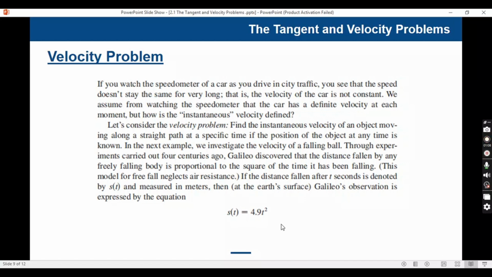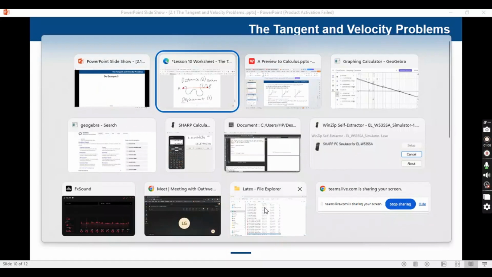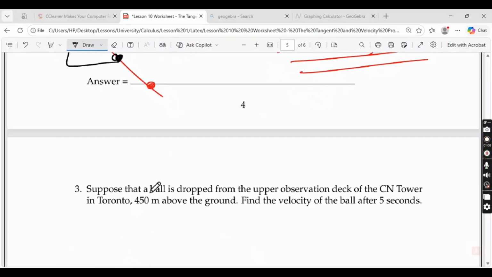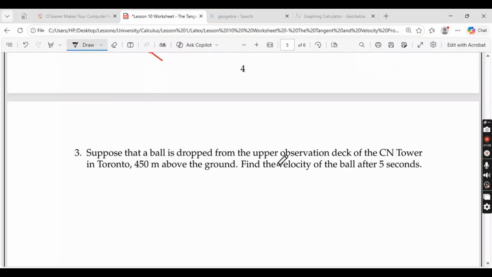Okay, so you can see it says S of t is equal to 4.9 t squared. Okay, let's see. We have to do example 3. What does example 3 say? Suppose that a ball is dropped from the upper observation deck of the CN Tower in Toronto, 450 meters above the ground. Find the velocity of the ball after 5 seconds.